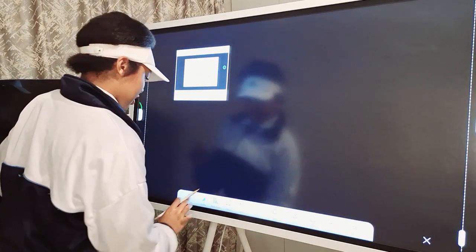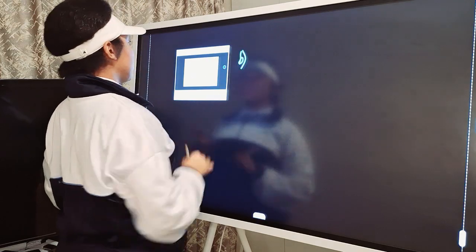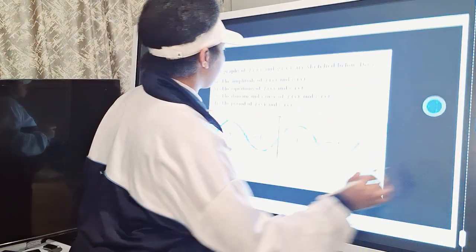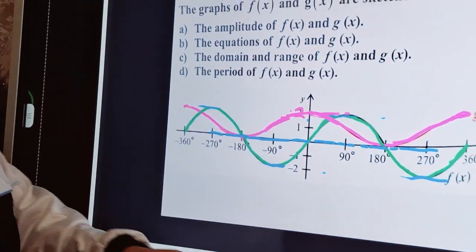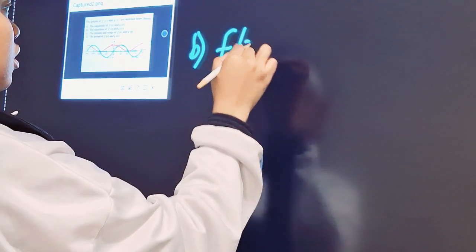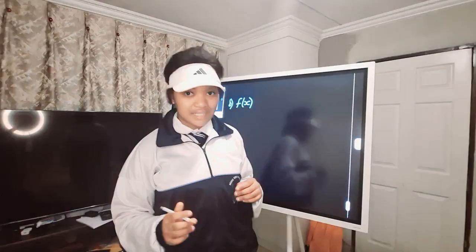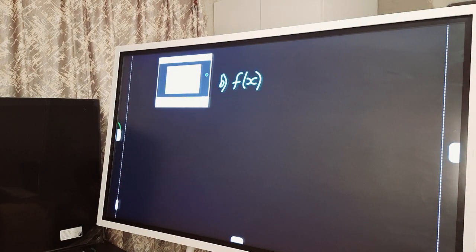Okay, this is B. Let me write it here. Letter B is the equations. This is the question: we must determine the equations of f(x) and g(x). Let's start with f(x). Remember, guys, I said f(x) is a sine graph.